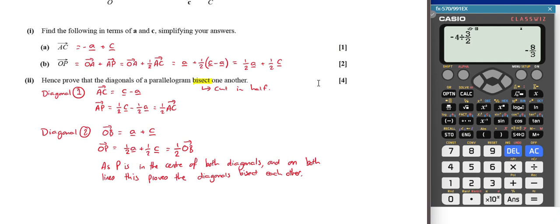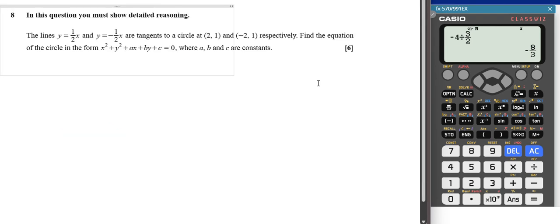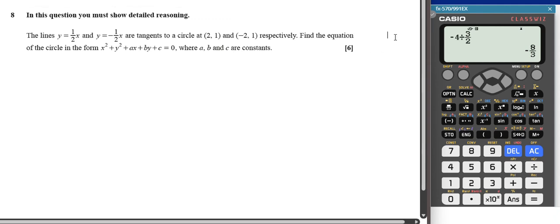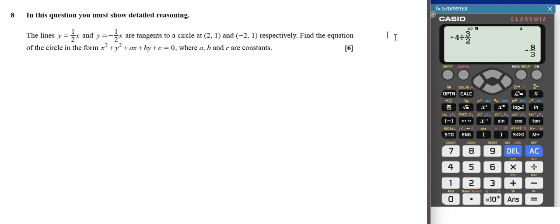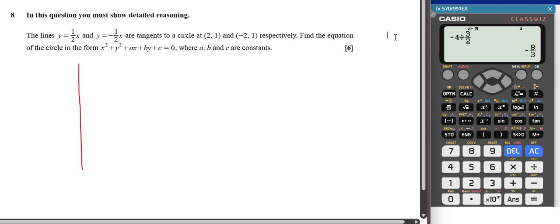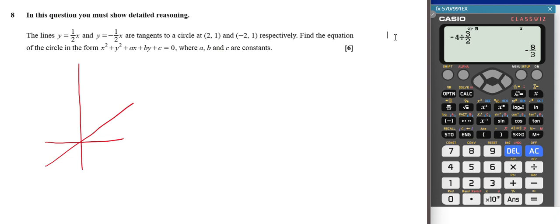Right, question 8. Another detailed reasoning. So the lines y equals a half x and y equals minus a half x are tangents to the circle. So let's draw what that looks like. So there's my axes. A half x is going to look something like that. Minus a half x is going to look something like that.